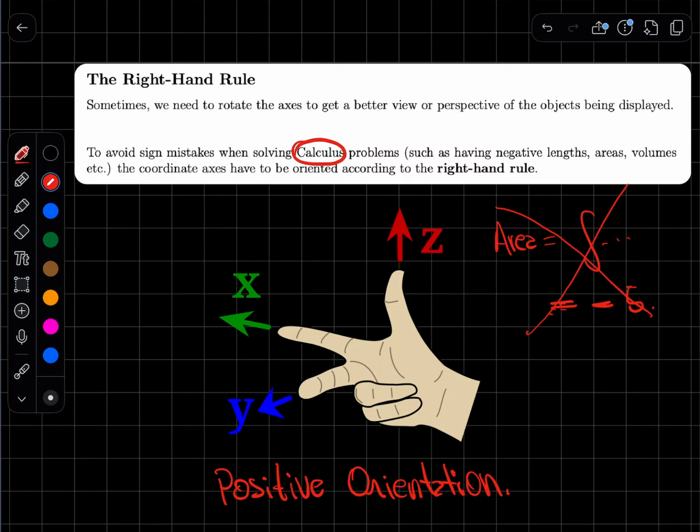Now, I got this picture here from the Wikipedia Commons, so it's a free picture, no copyright. And how does the right-hand rule work? You have to imagine your thumb on your right hand, right? So start with your right hand, of course. Your thumb pointing towards the z-axis like so.